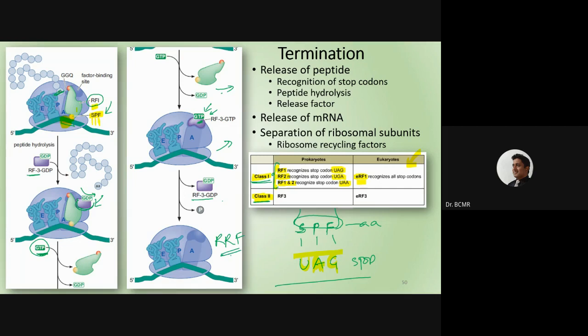But I hope you got some introduction to termination. You have to remember class 1 and class 2. Class 1 release factors are for recognizing the stop codons, and class 2 is to get things done. What is that to get things done? To remove the release factors. Okay.